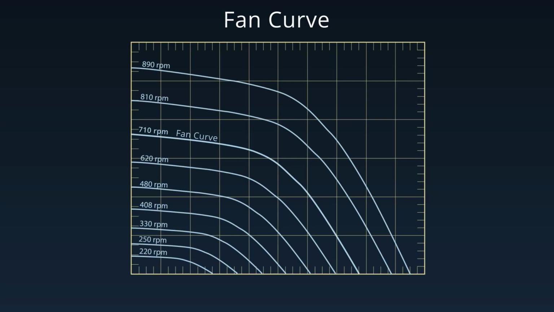A fan curve shows how airflow changes with the static pressure. The horizontal axis is airflow, usually in CFM or cubic meter per hour. The vertical axis is the static pressure, typically in inches of water or pascals. Each curve represents the fan's performance at a specific speed. As the speed increases, the fan curve moves upward.